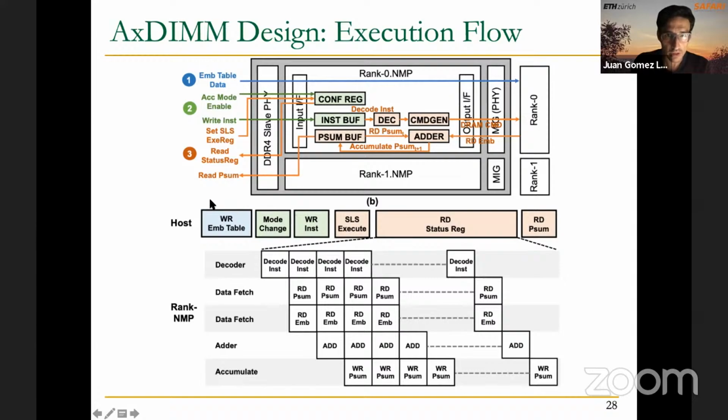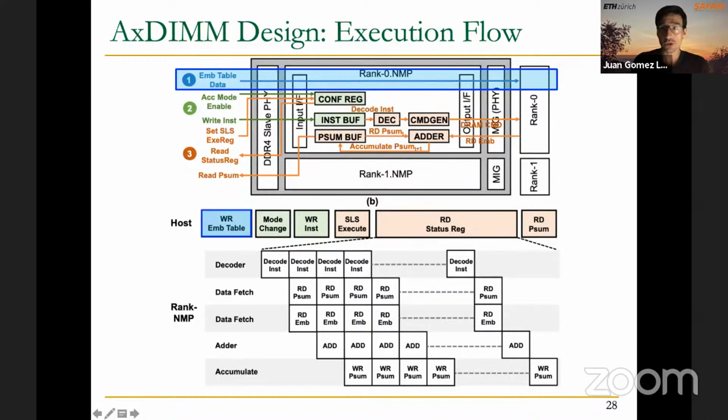At the bottom part of the slide, what you can find is a timeline of the execution, and it's divided into two parts. In the middle part here is what is happening in the host. And then at the bottom part, we have the different operations, or the different pipeline stages, that take place for the execution of instructions on these rank NMP units.